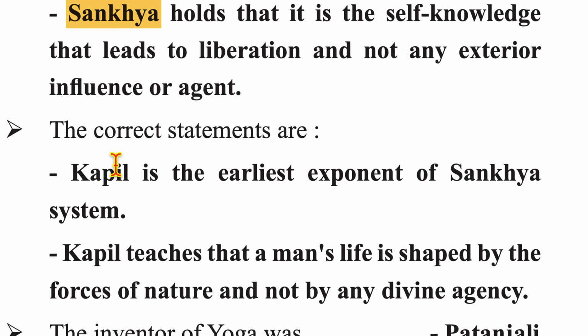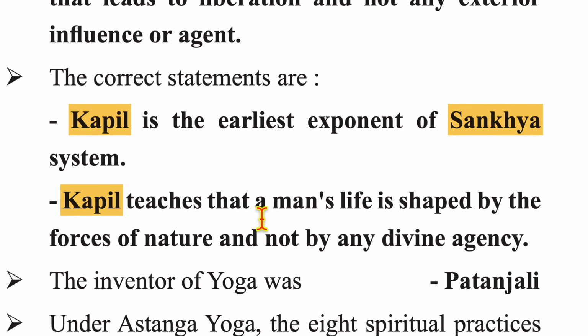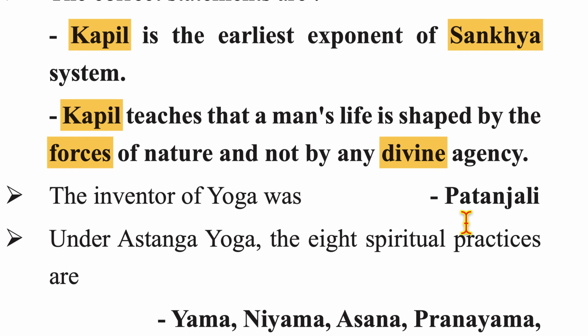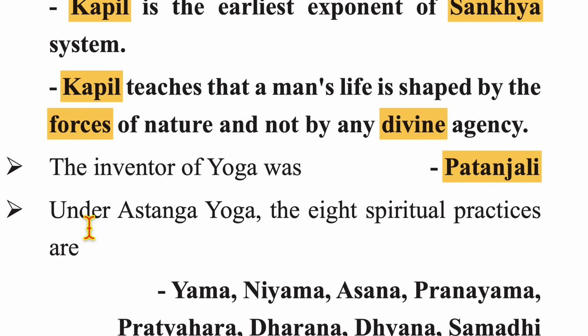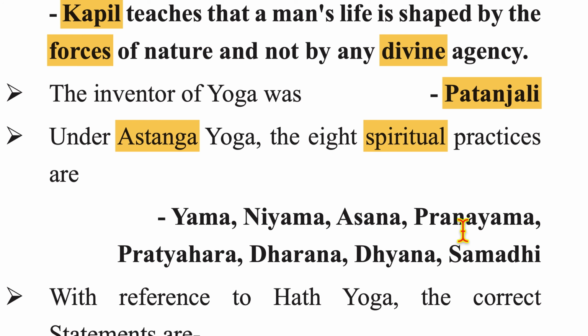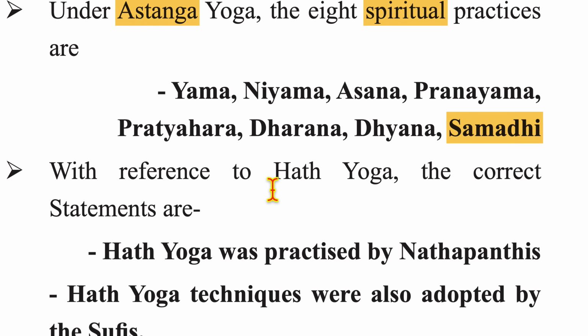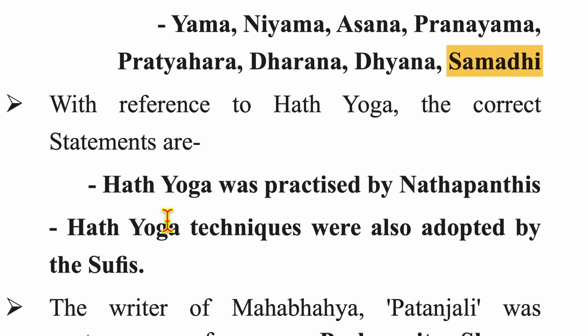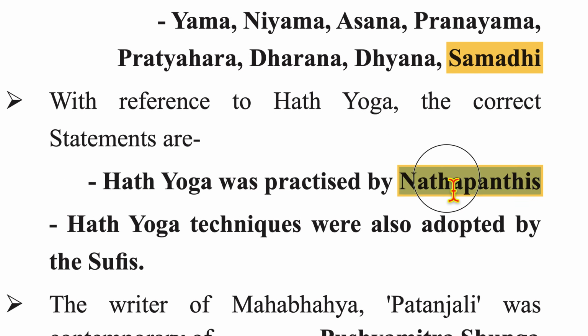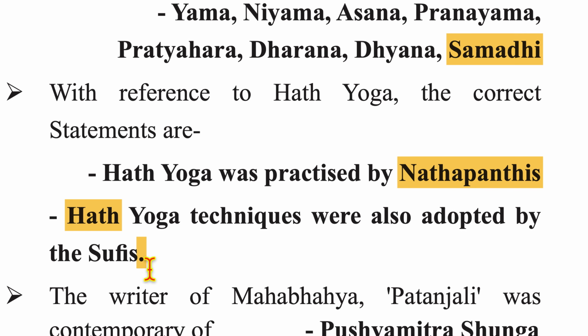Now, the correct statements are: Kapila is the earliest exponent of the Sankhya system. Kapila teaches that a man's life is shaped by the forces of nature and not by any divine agency. The inventor of yoga was Patanjali. Under Ashtanga Yoga, the 8 spiritual practices are Yama, Niyama, Asana, Pranayama, Pratyahara, Dharana, Dhyana, and Samadhi. With reference to Hatha Yoga, the correct statements are: Hatha Yoga was practiced by Nath Panthis. Hatha Yoga techniques were also adopted by Sufis.